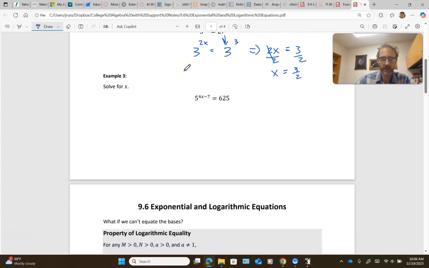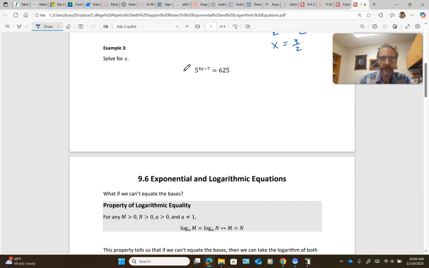Alright, let's try example 3. The last one where we'll be equating the base. So example 3 here, the base is 5, okay, and I've got this linear function in the exponent's place, 4x minus 7.